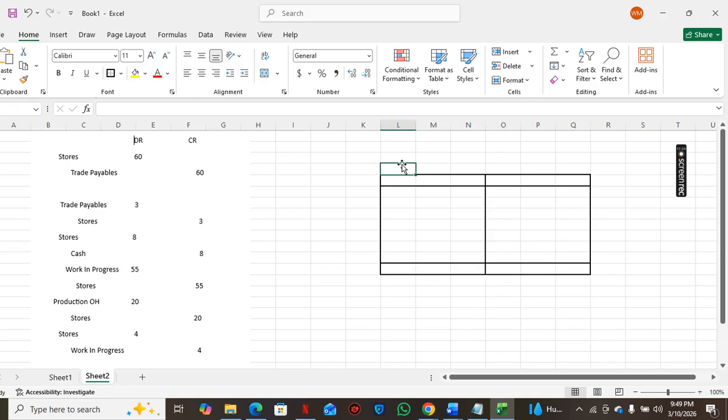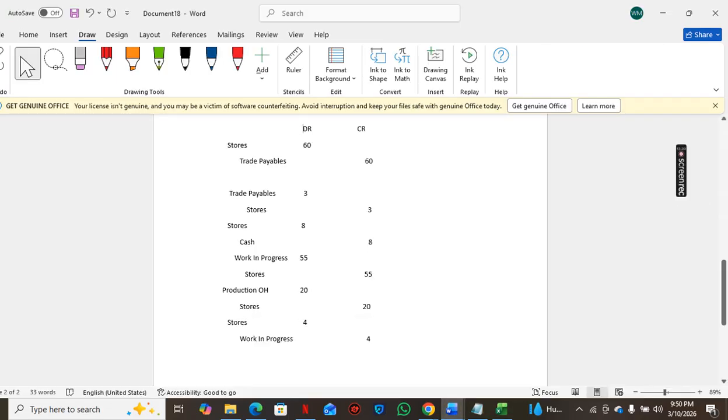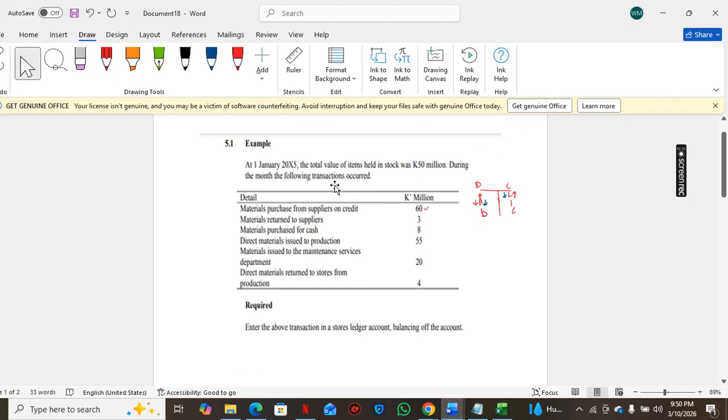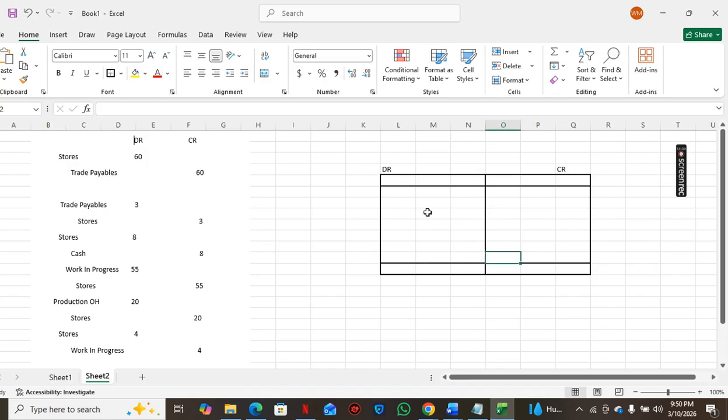Okay, so we have the debit side and the credit side. Earlier in the question they told us we had material worth 50 million sitting in the stores account. Stock worth 50 million. Since this is an asset account, the balance brought down is 50 million here on the debit side. Then we're going to start bringing in these entries now.